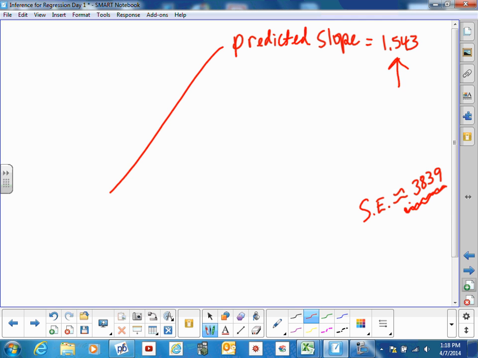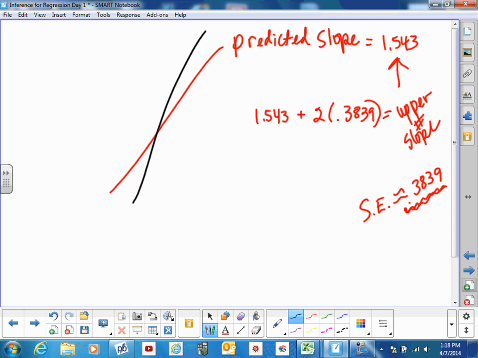How many standard deviations is the threshold of what I'll allow myself to be variable to? Well, 3, but 2 is mostly what we talk about. 95% of the data should be contained within 2 standard deviations. So watch this. If I took my slope of 1.543 and I added 2 of these standard deviations, this gives me an upper threshold for slope. This slope would be steeper, 0.3839 times 2 steeper. That would be the final threshold on the upper end.